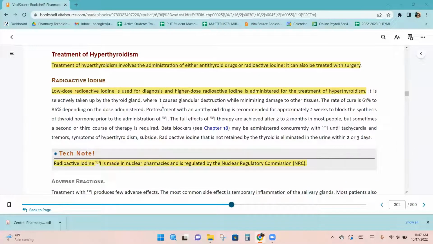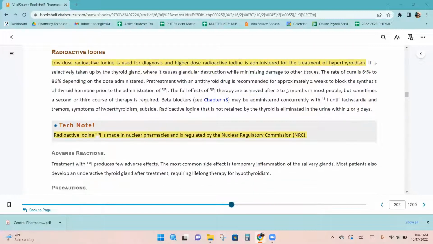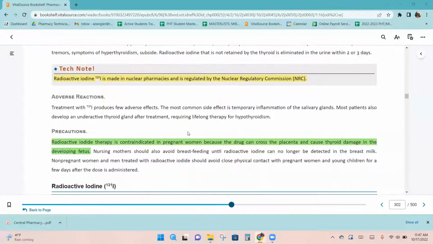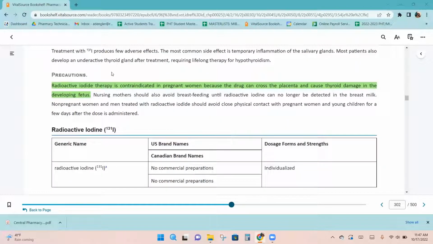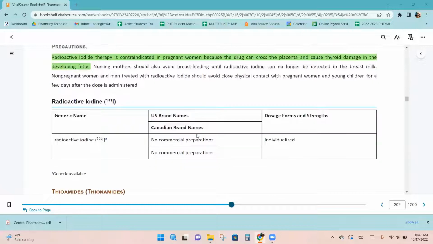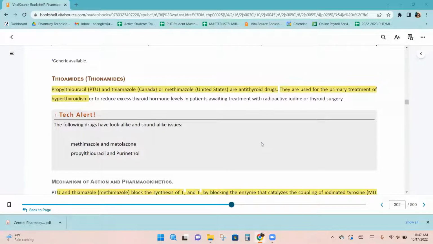Treatment of hyperthyroidism involves the administration of either anti-thyroid drugs or radioactive iodine. It can also be treated with surgery. Low dose radioactive iodine is used for diagnosis, and higher dose radioactive iodine is administered for the treatment of hyperthyroidism. Radioactive iodine is made in a nuclear pharmacy and is regulated by the Nuclear Regulatory Commission. Radioactive iodine therapy is contraindicated in pregnant women because the drug can cross the placenta and can cause thyroid damage in the developing fetus.